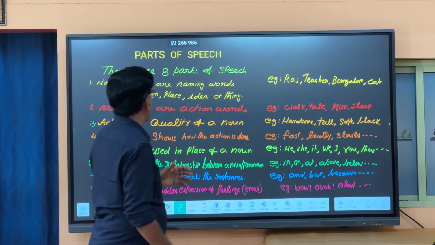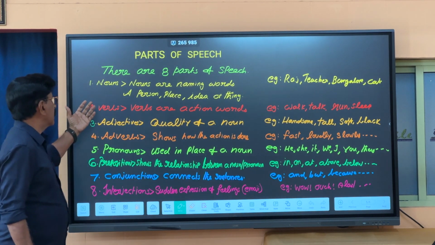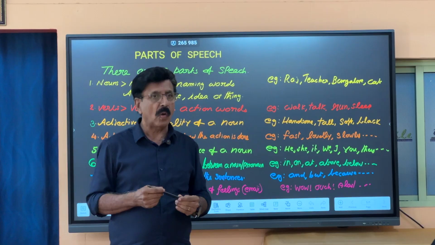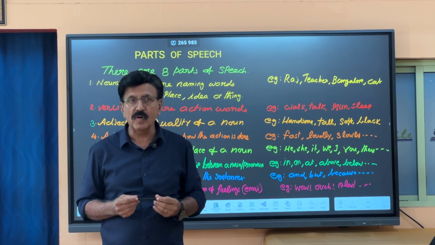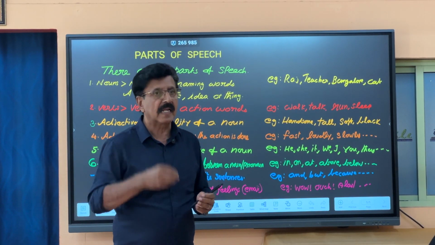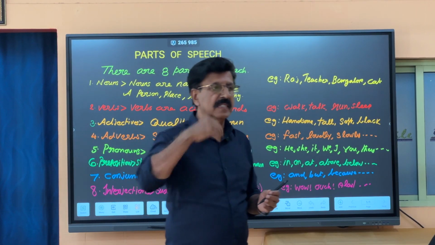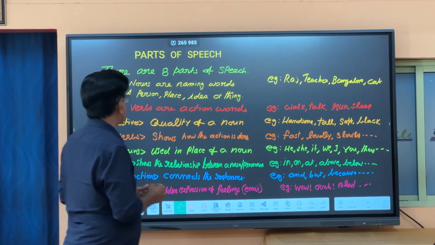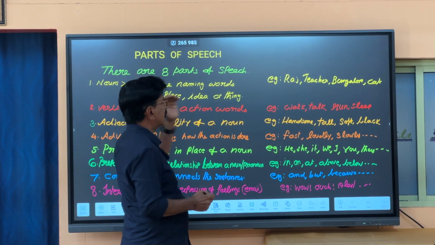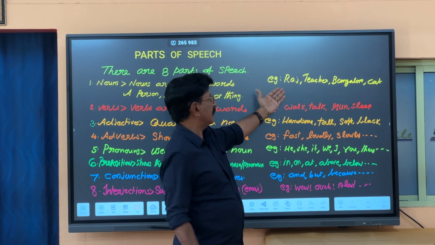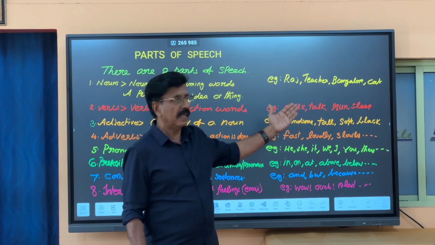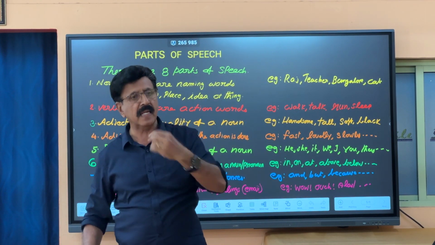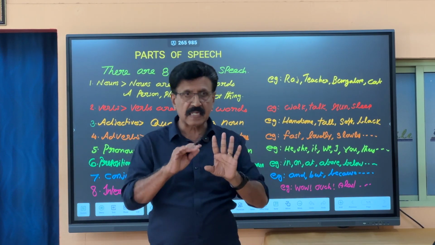So here the main thing is noun, right? Noun. All of you know what is noun, right? Noun is a naming word. Naming words means name of a person, place, thing, idea, everything are nouns. So let us see here. Now when you take an example, see a name: Raj, teacher, Bangalore, cat, table, duster. So you take any name, that is noun. That is clear for you?